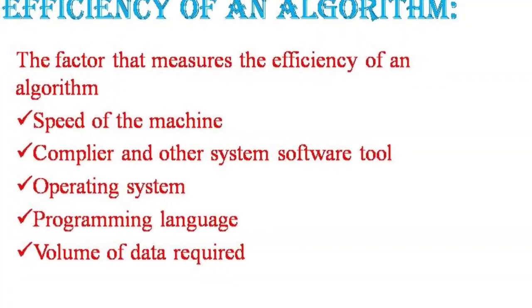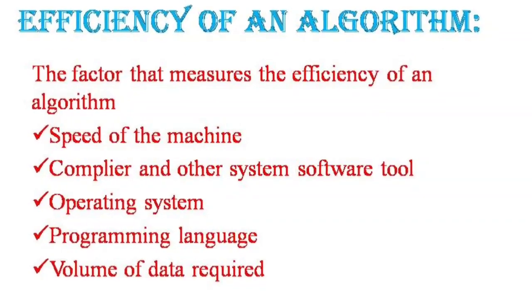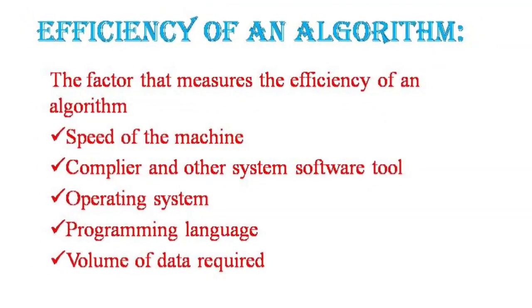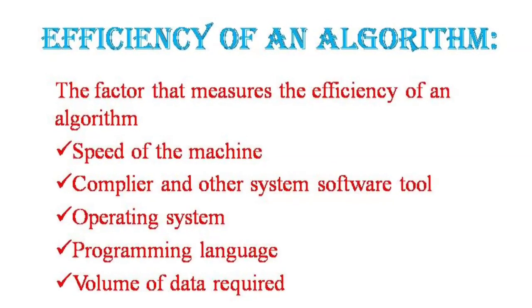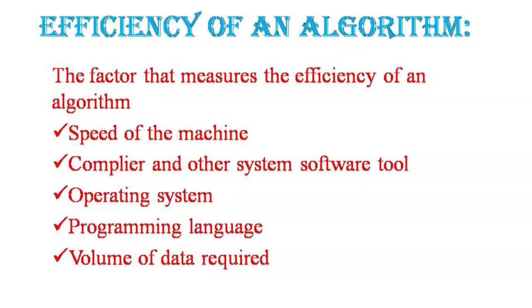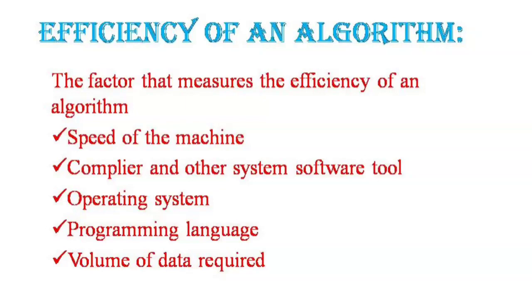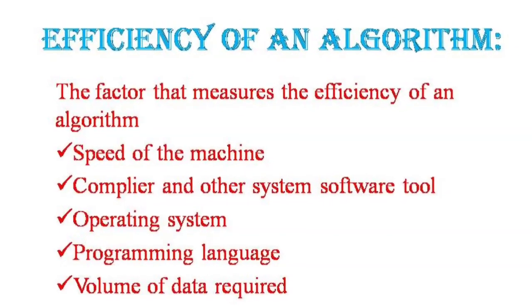The efficiency of an algorithm depends on how efficiently it uses time and memory space. The execution time that we measure depends on the following factors: speed of the machine, compiler and other software tools, operating system, programming language and volume of data required.